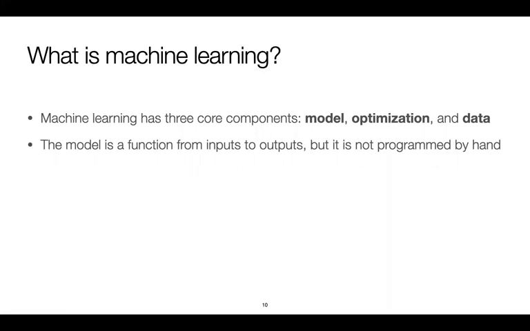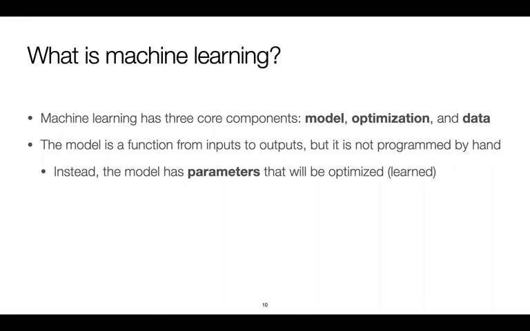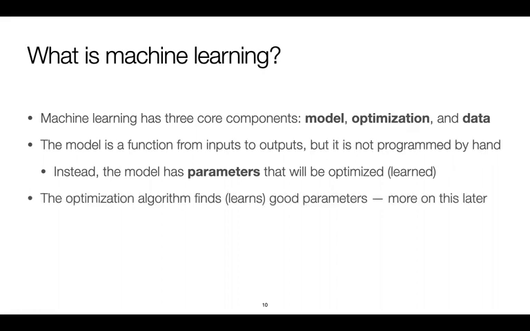But the key thing is that this function, unlike other computer science notions of a function, is not programmed by hand. So we're not programming this function. Instead, this model has parameters that we're going to try to, what we call, learn. And by learn, what we really mean is optimize. The optimization algorithm is the thing that's trying to learn or find good parameters. And we'll talk a lot about different types of optimization algorithms and what they do.